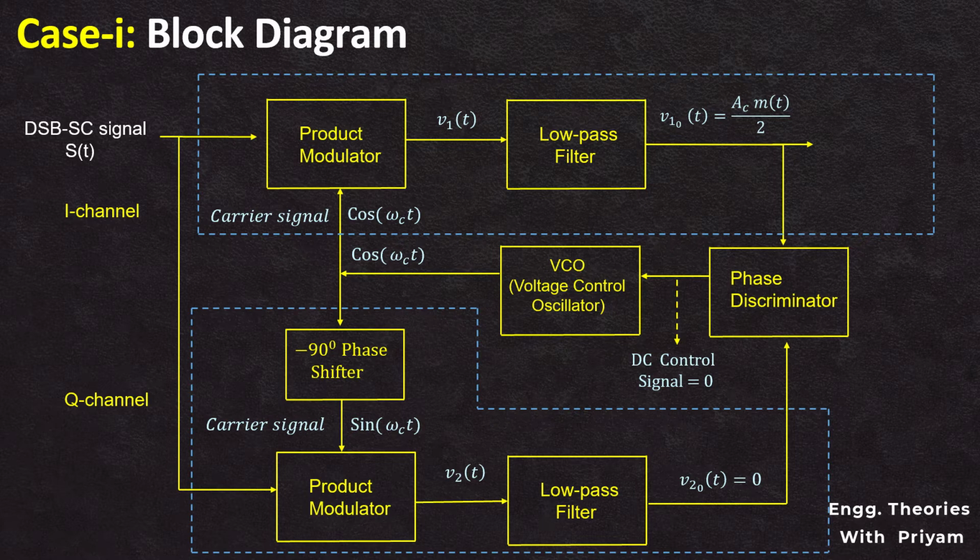This process will continue until the two carrier signals are in phase. Therefore, the carrier signal used for the DSB-SC modulation and the locally generated carrier signal or VCO output will become in phase by the Costas loop. Here, as both the carrier signals are already in phase, the DC control signal is not created, and the output is directly generated as V1o(t) = Ac m(t)/2, which is our desired demodulated message signal multiplied by a DC value of Ac/2.